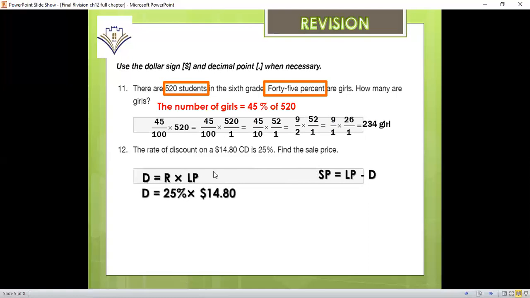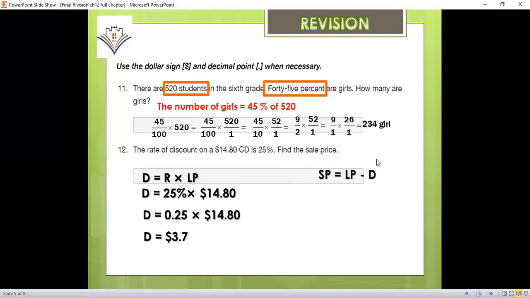And sale price is equal to list price minus discount. Then the rate here is 25%, multiplied by the list price. The list price here is $14.80. And as we said before, 25% we can write in fraction form as 25 divided by 100, which simplifies to 1/4. Or 25% in decimal form is 0.25. Both of them are correct. Using the decimal, 0.25 multiplied by $14.80. The answer is $3.7. Then the amount of discount is equal to $3.7.